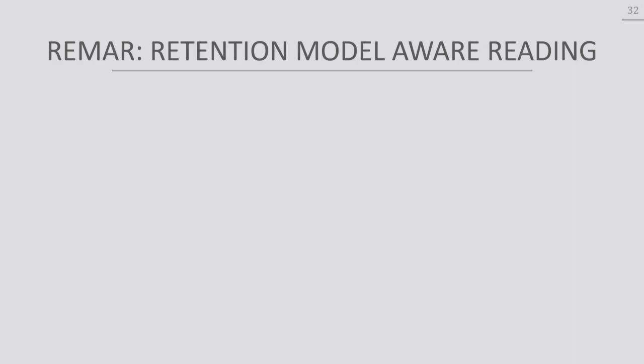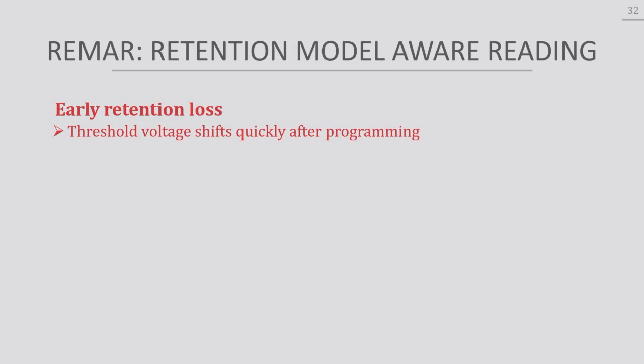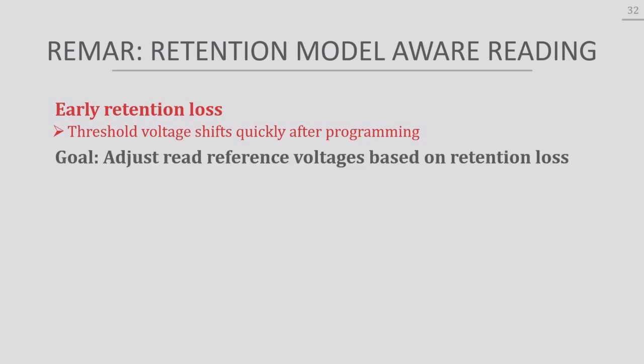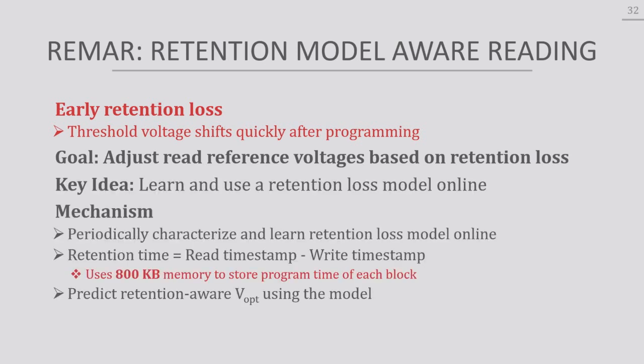And the third mechanism is retention-aware reading, or ReMAR. And this is trying to target the early retention loss phenomenon, where the threshold voltage shifts very quickly after programming. So we need to adjust the read reference voltage also very quickly based on the retention loss. And the key idea is very simple. Essentially, we learn this retention loss model online and then use this to predict the optimal read voltage. We periodically characterize randomly selected flash blocks in order to learn this retention loss model.